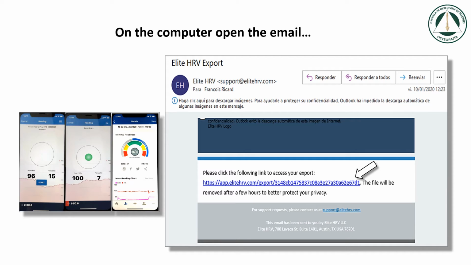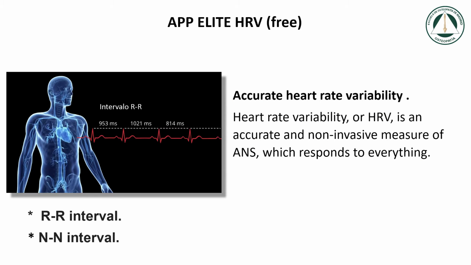Heart rate variability, or HRV, is an accurate and non-invasive measure of the neurovegetative system, which responds to everything. Unlike the basic heart rate or HR, which counts the number of beats per minute, HRV takes a closer look at the exact changes in time between successive heartbeats, also called interbeat intervals, RR intervals, NN intervals, etc.